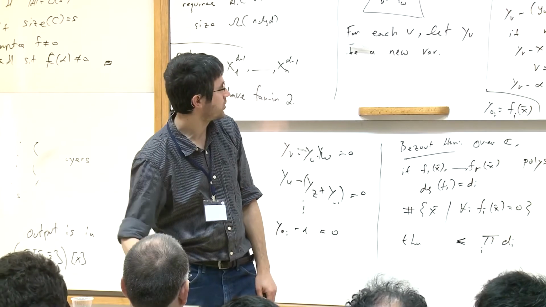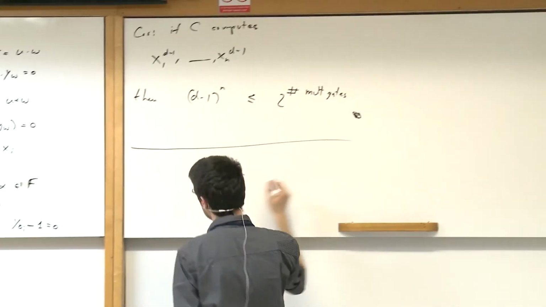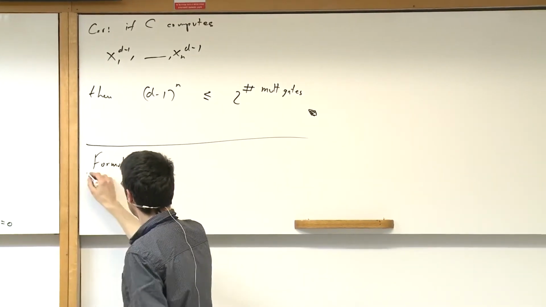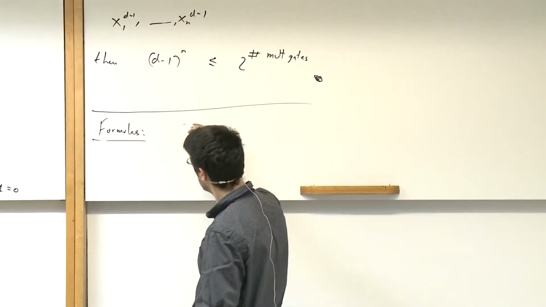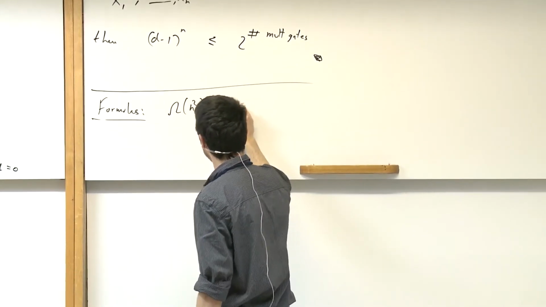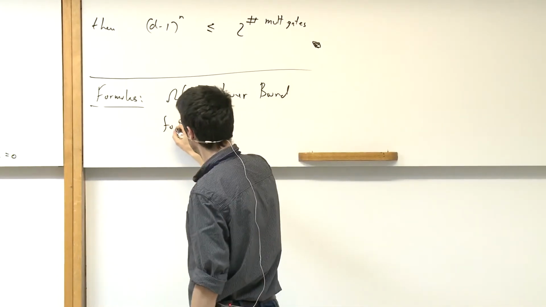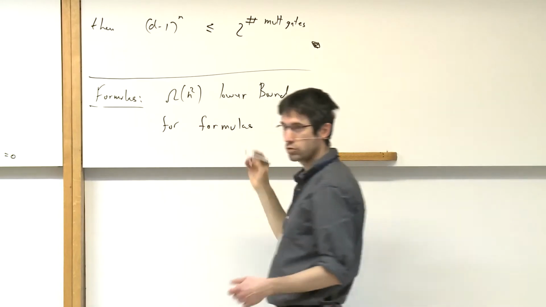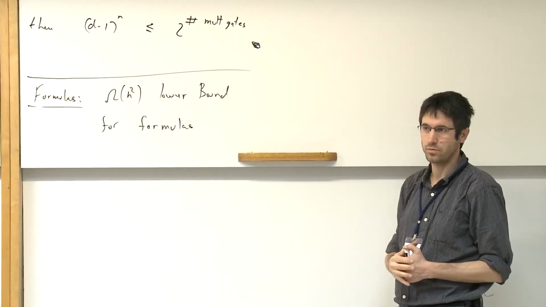Maybe I'll also mention that this is a general lower bound for circuits, and what about formulas? I will not show this lower bound, I'll just state it. There exists an omega n squared lower bound for formulas, due to Kalorkoti. And that's the best lower bound that we have for formulas.